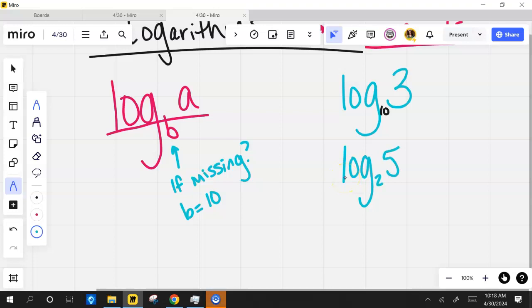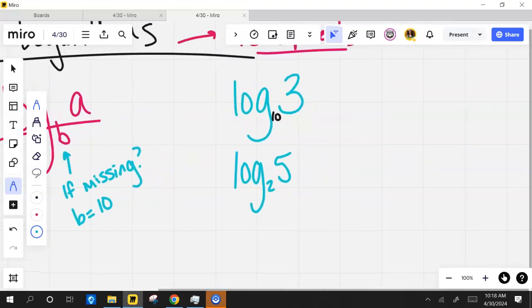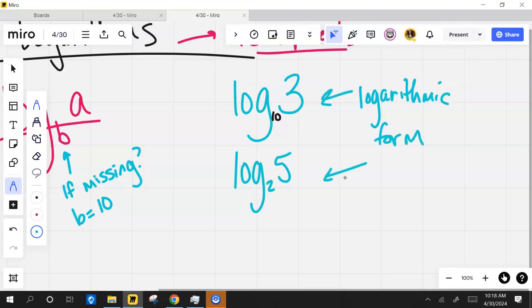Okay? Now, how are we going to use this? What are we going to do? So we can switch from what we call logarithmic form, which would be just written as a log, over to what we call exponential form, which means we write it as an exponent. And I'm going to show you exactly what that means and exactly how we do that. I'll give you a second.